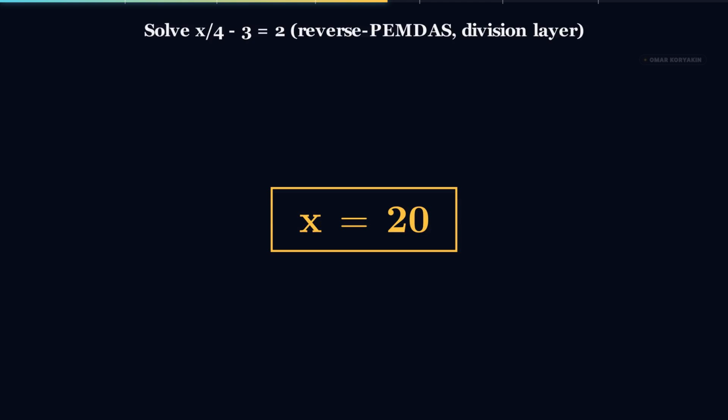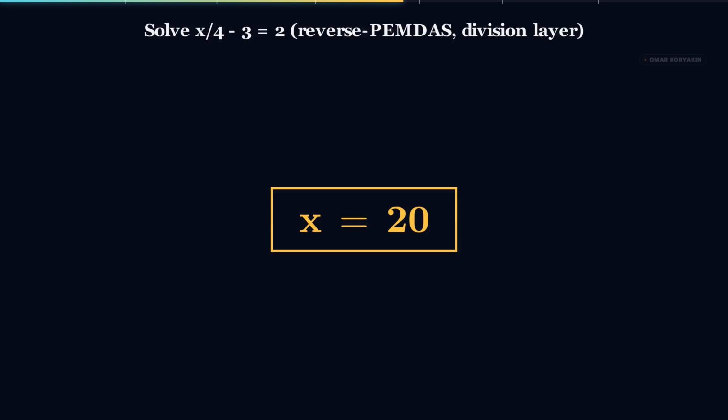The big lesson from this example is that the same reverse PEMDAS rule handles division and subtraction just as cleanly as it handled multiplication and addition in the previous example. The inverse pairs are universal. Subtraction undoes addition, addition undoes subtraction, division undoes multiplication, multiplication undoes division.